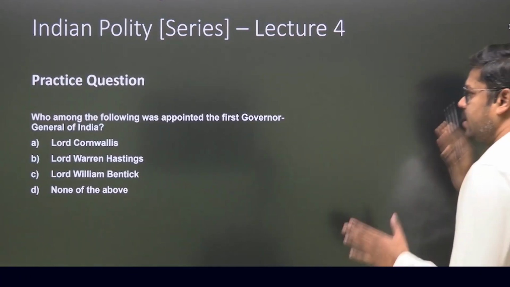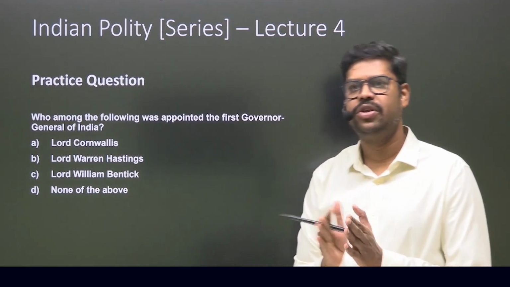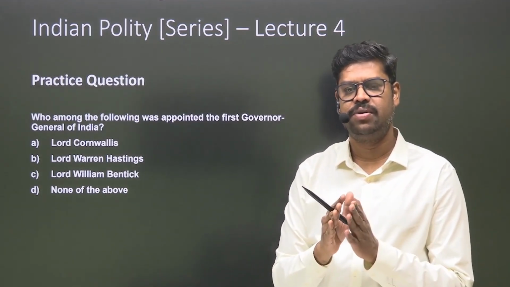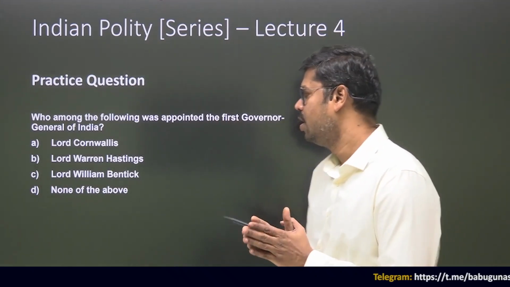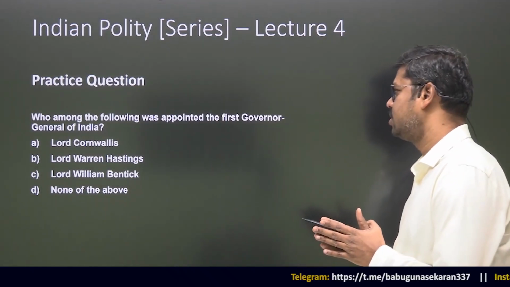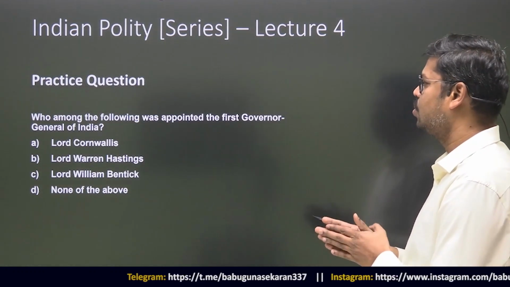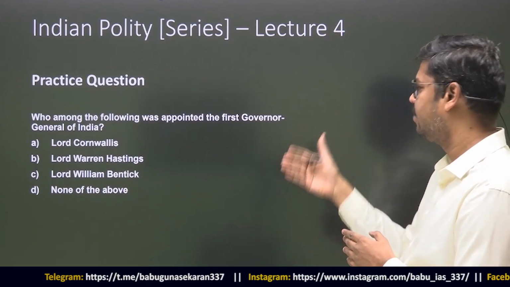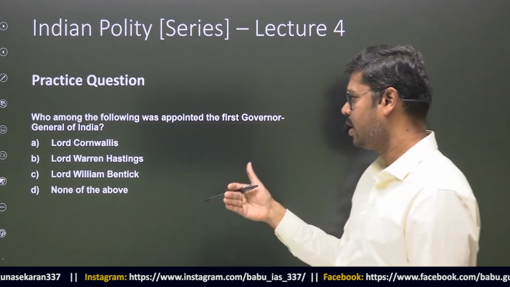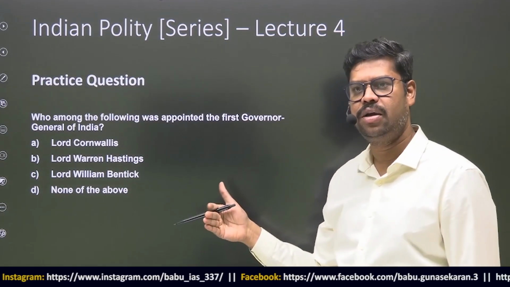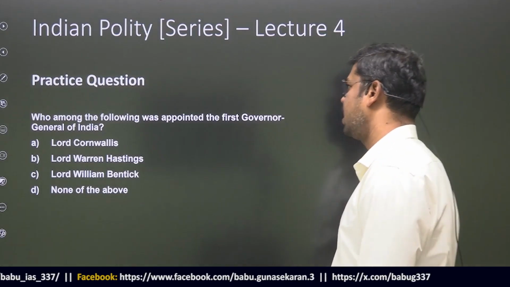So now let us go to the practice question. Have a look at the practice question. And I'm very sure that if you have observed my lecture clearly, you will be in a position to answer this question. Who among the following was appointed as the Governor General of India? Or in other words, who among the following was the first Governor General of India? Is it Lord Cornwallis, Lord Warren Hastings, Lord William Bentinck, or none of the above? If you know the answer, you can put it in the comment box.